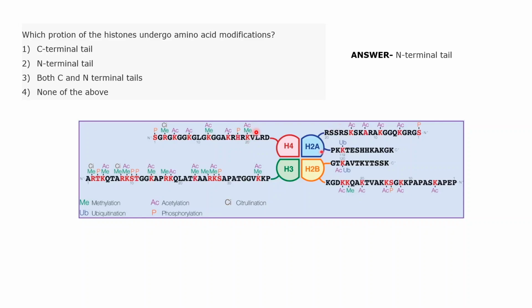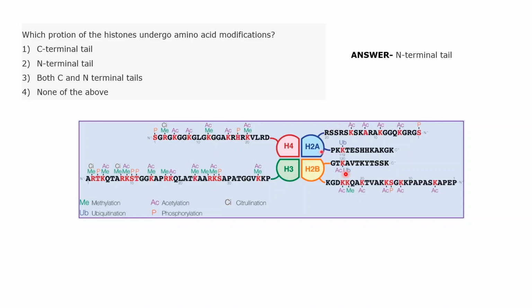Lysine primarily undergoes acetylation. Histidine is also present there and undergoes phosphorylation. Citrullination is undergone by, I think, arginine. So basically, these are modifications that take place at the N-terminal end of the histone octamer. But in the case of H2A and H2B, the C-terminal is also free. The C-terminal majorly undergoes ubiquitination.